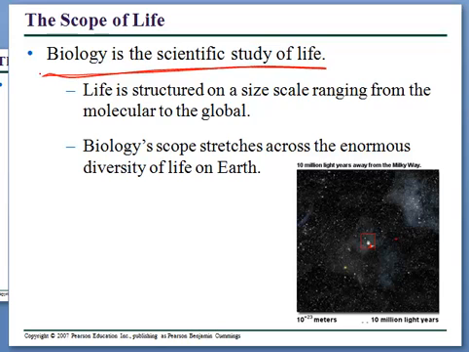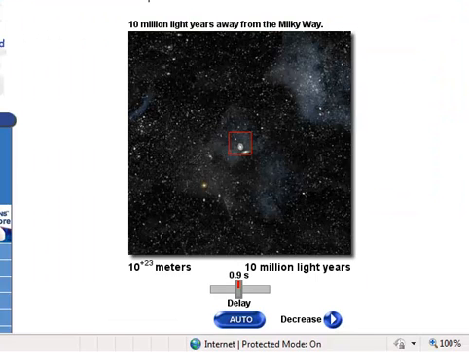I want to show you something kind of cool I found many, many years ago. It's called Powers of 10, and it shows you exactly how biology or life is structured on a scale ranging in size from the molecular level all the way up to the global level. Okay, I said molecular to global. Actually, I'm going to take you global all the way down to molecular.